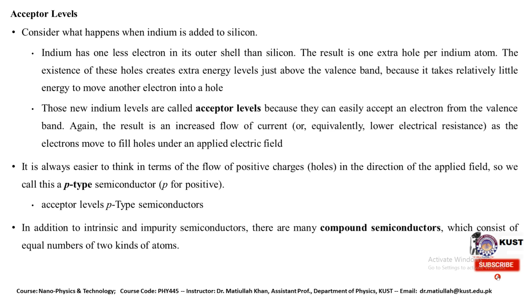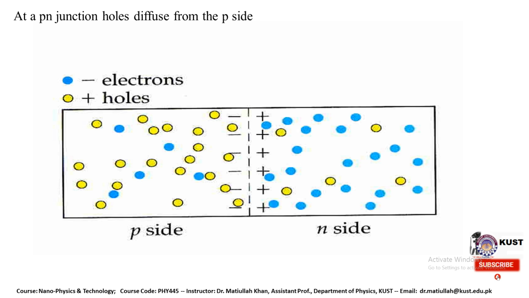In addition to intrinsic and impurity semiconductor materials, there are also compound semiconductor materials which consist of an equal number of two kinds of atoms. So we have the p-n junction. A p-n junction is a type of diode which is created by bringing n-type material and p-type material close to each other.